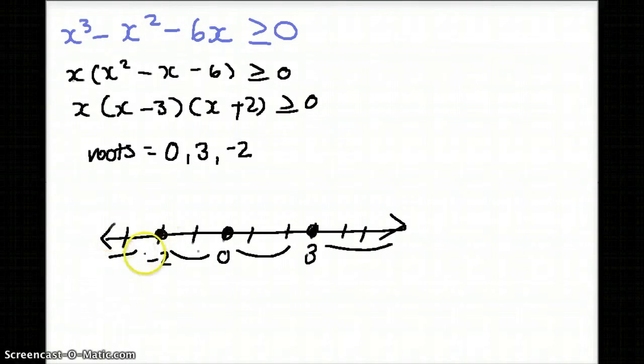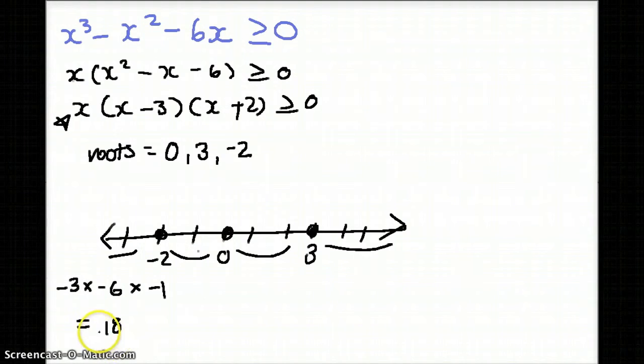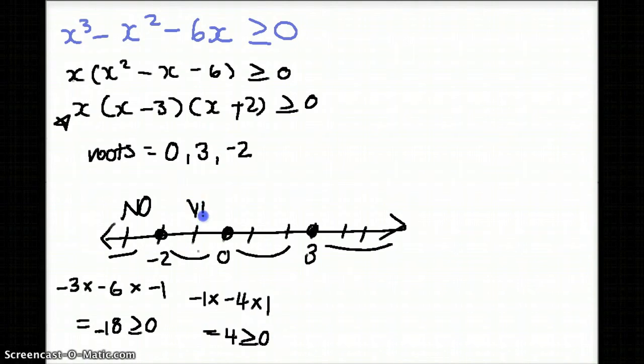Let's say I'm going to choose negative 3 first. So I'm just going to plug it into this part. Negative 3 times negative 6 times negative 3 plus 2, which is negative 1. That equals negative 18. So is this greater than or equal to 0? And we find out that's no. Then I'm going to choose a value between negative 2 and 0, so I'm going to just choose negative 1. So we get negative 1 times negative 4 times positive 1. This equals 4, which is greater than or equal to 0, so I'm going to write yes.